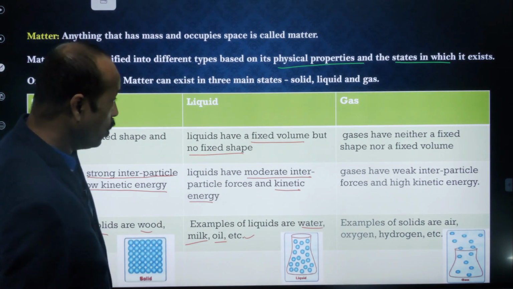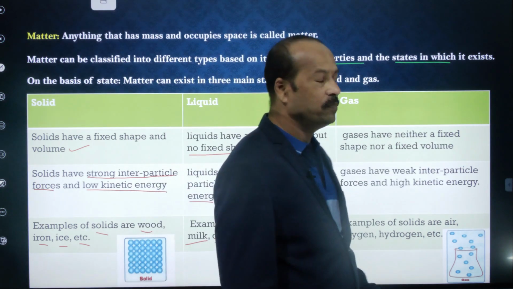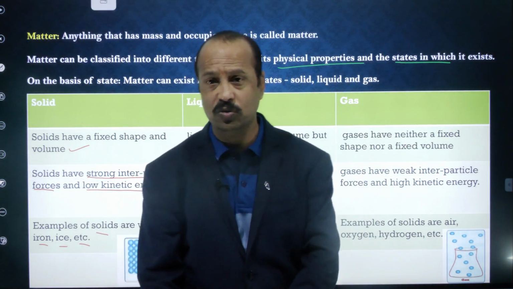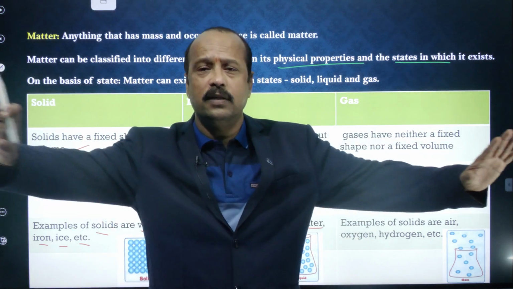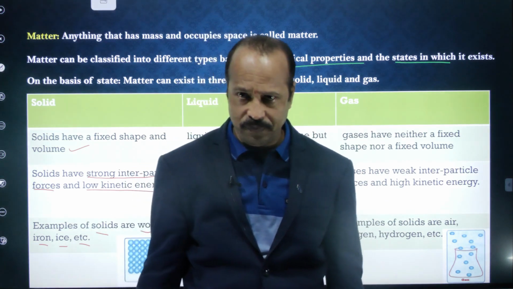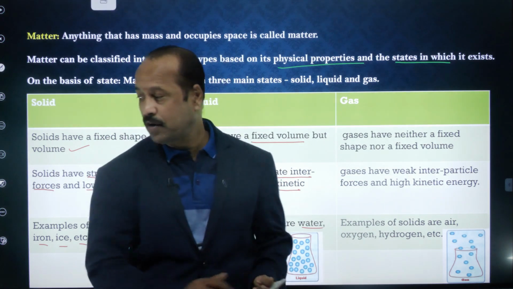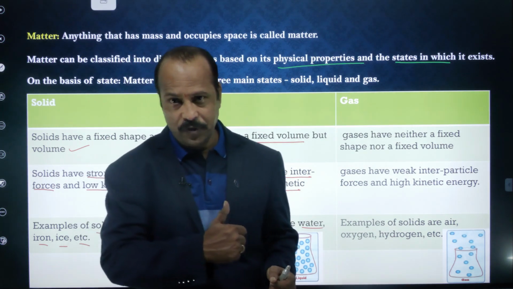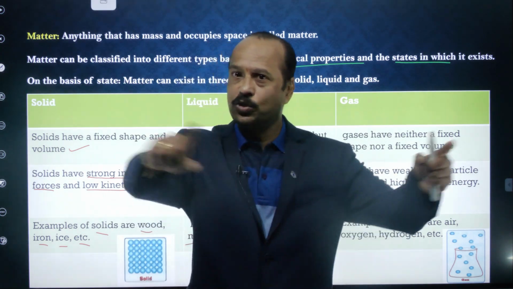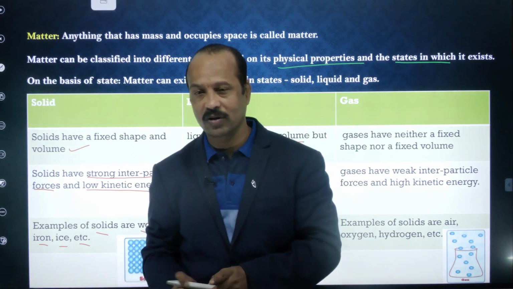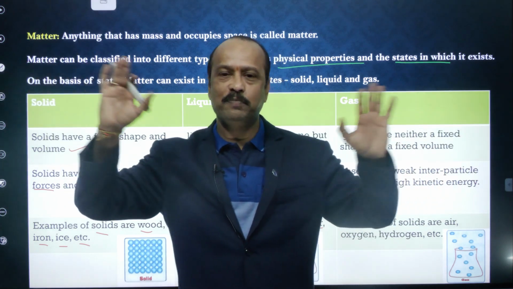Now, if you see the gases, gases have neither a fixed shape nor a fixed volume. Gases do not have a fixed shape or a fixed volume because gases can occupy the total space available to them. For example, if I have a perfume and I spray it here, within seconds it reaches the corners of this hall, the corners of this room. So it's spreading like this, occupying the total space available.